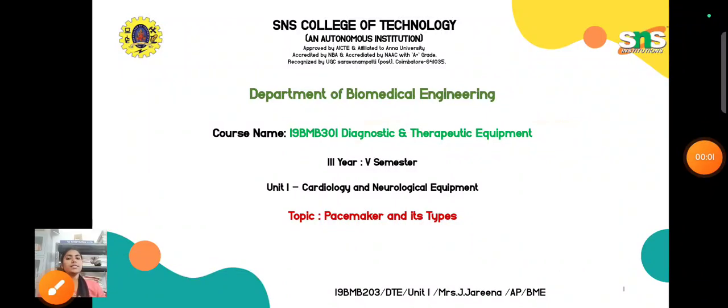Hi all, in this class we are going to see one topic, that is pacemaker and its types. So before getting into this topic, we should know what is meant by pacemaker, why it is actually needed, when it can be used, right?